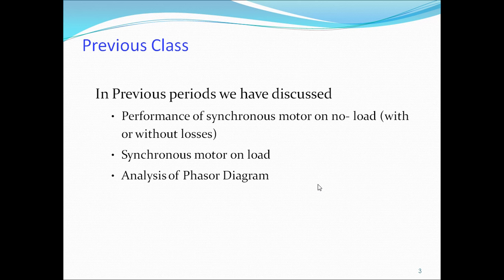The torque produced at the time of starting is called starting torque. The torque produced during running condition is known as running torque or load torque. The torque produced when the rotor poles are pulled into synchronism is called pull-in torque. So how many torques do we have? We have four torques here: pull-in torque, running torque, starting torque, and pull-out torque.